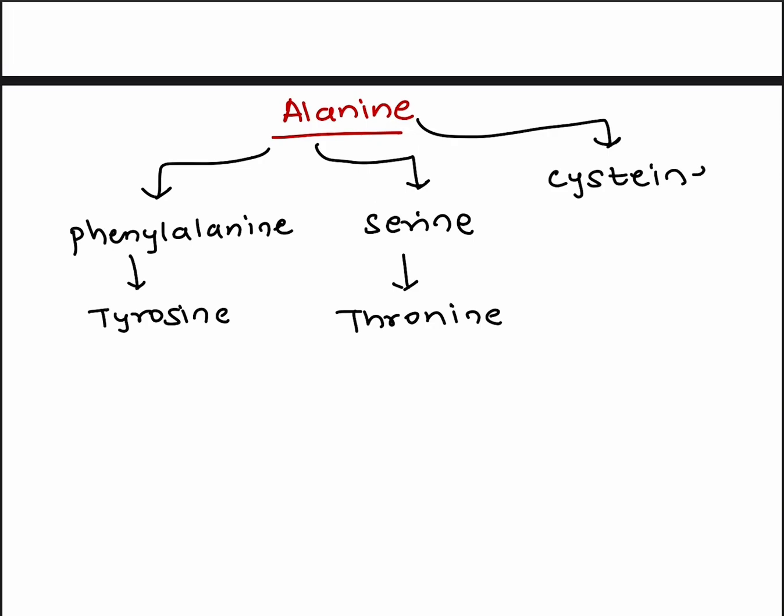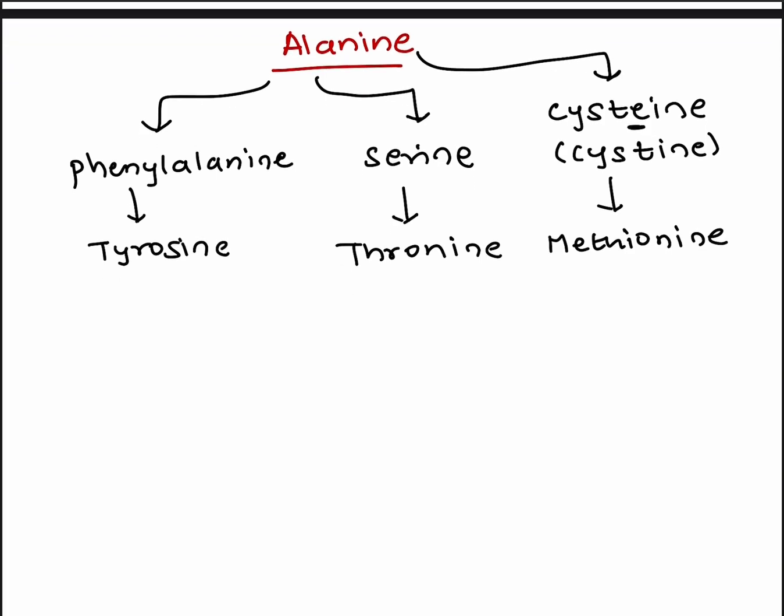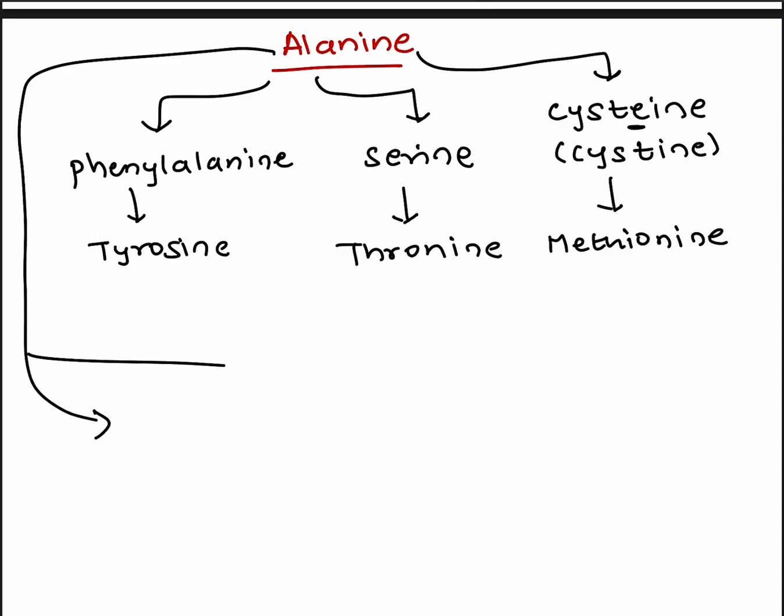And what is next is cysteine. There is one more amino acid we can derive, which is called cysteine, which is not that important. After that we got methionine, which is derived from cysteine, and two amino acids which are directly drawn from the structure of alanine. Okay, so what are they? Tryptophan, and next is histidine.